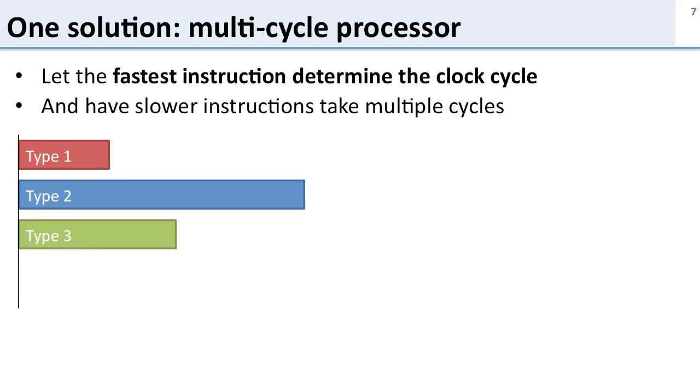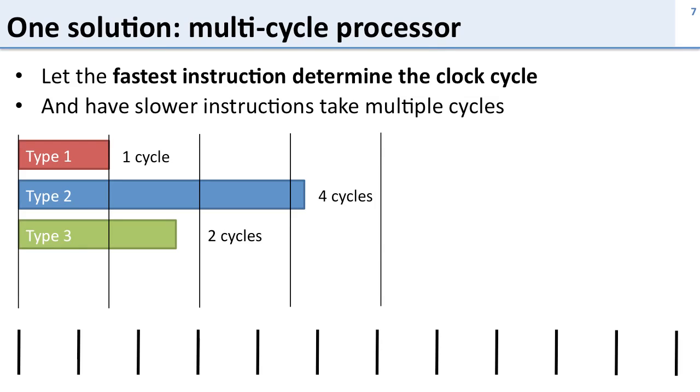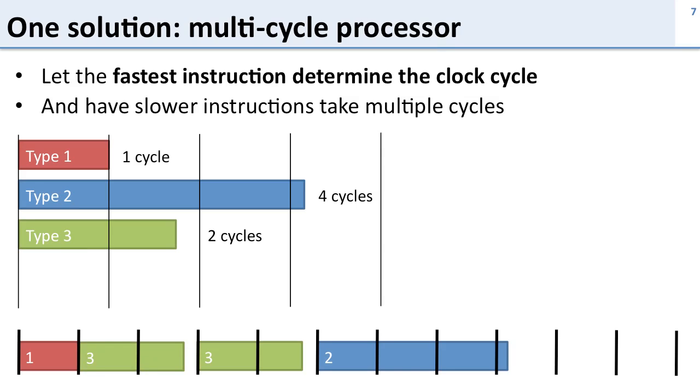Here are three different instruction types, and what we're going to do is have the fastest one take one cycle, and then use that cycle time to divide up the other instructions and have them take multiple cycles, hence the name multi-cycle processor. If we look at how this works out, we can see that the one instruction takes only one cycle, but now a type 3 instruction is going to take 2 cycles. Similarly, a type 2 instruction takes 4 cycles.